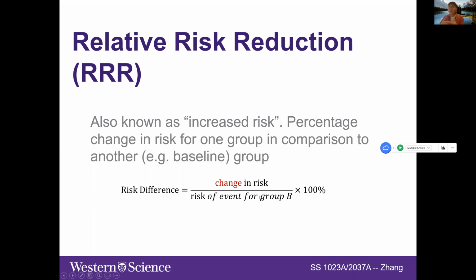So this quantity tells us, instead of looking at the absolute difference, we're looking at the relative difference, like what's the percentage of the change of the risk that will happen if we switch from group B to group A. So that's the interpretation for this relative risk reduction.